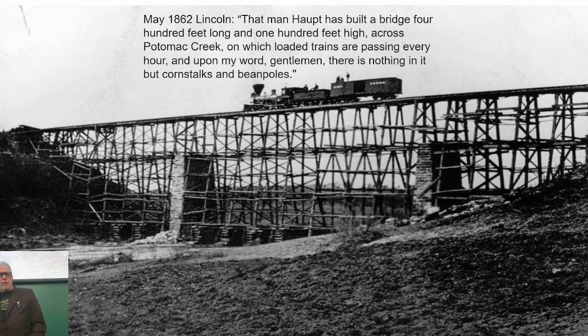So this is a quote from Lincoln. "That man Haupt had built a bridge 400 feet long and 100 feet high across Potomac Creek, on which loaded trains are passing every hour. And upon my word, gentlemen, there's nothing but corn stalks and bean poles." These bridges, built very quickly by the Union Army, were built entirely by formerly enslaved men. The use of drafted or hired enslaved men increased rapidly after the Peninsular Campaign, after McClellan was gone.